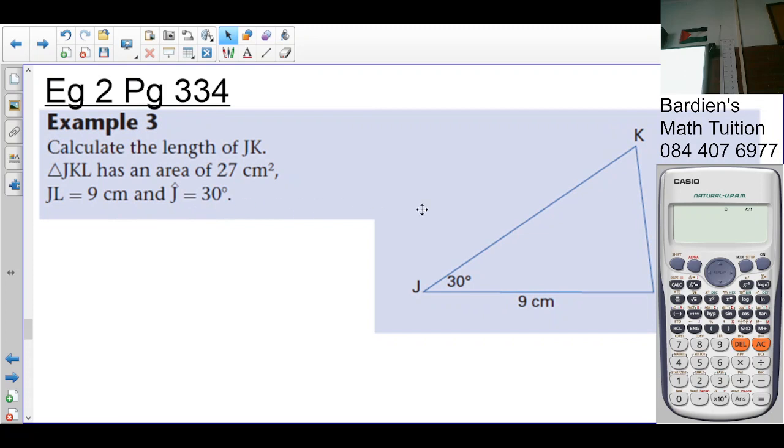Here's the third one. We have to calculate the length. Okay, now we're working in reverse.